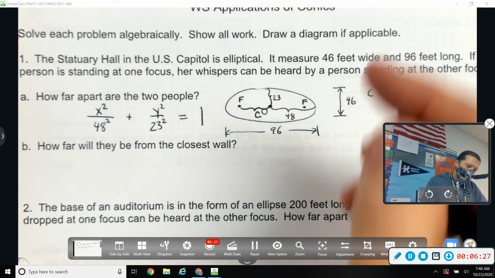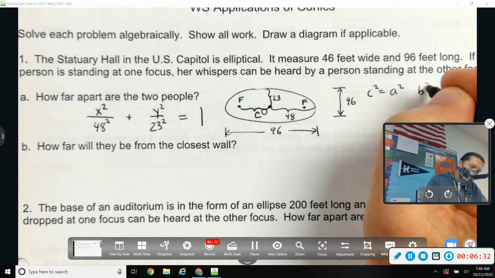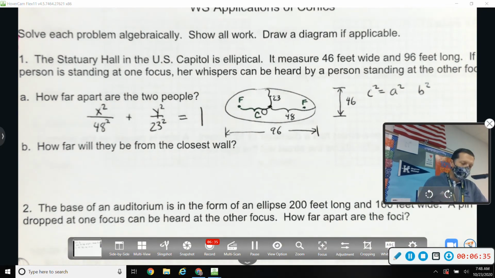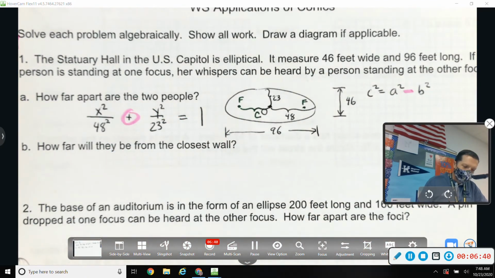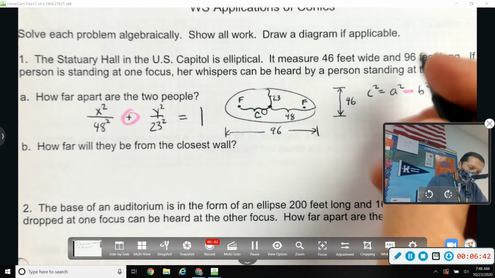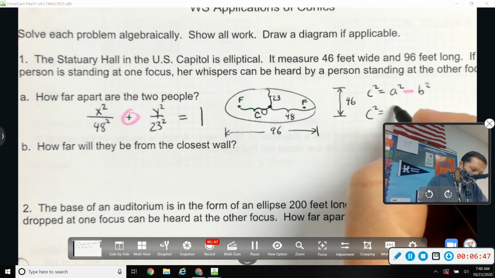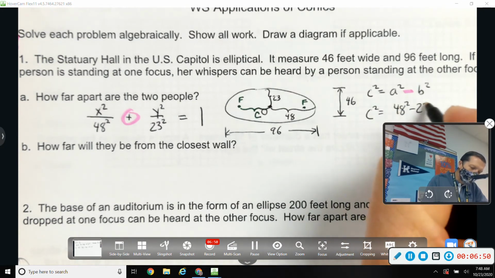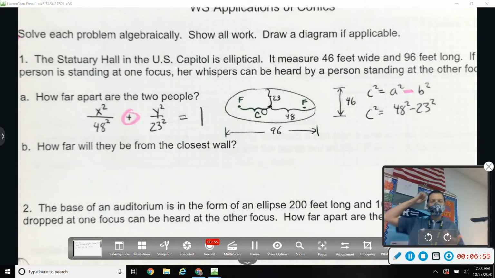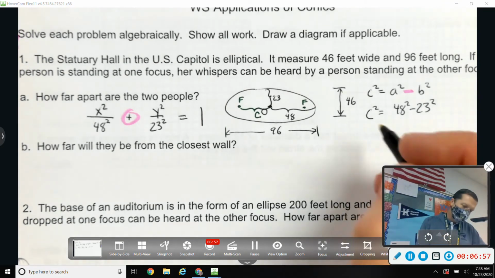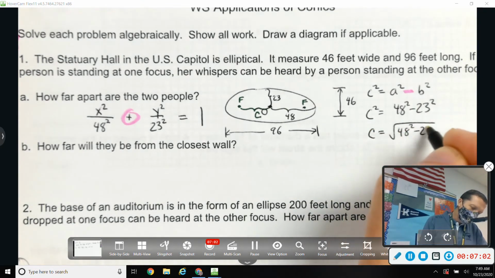A squared plus B squared equals C squared. No, that's one of them. Is it plus or is it minus? Minus, because the middle one is plus. Yep, it's minus. So that distance from center to focus is 48 squared minus 23 squared. Again, I'm leaving them as squared. That way I don't have to write out the number, and it helps me remember where they came from. So C is the square root of 48 squared minus 23 squared.